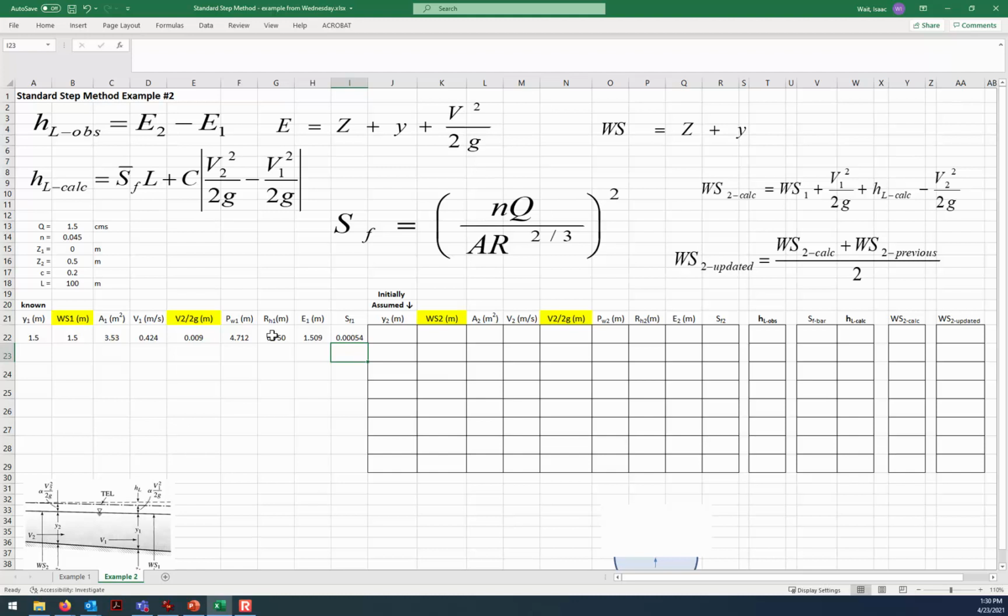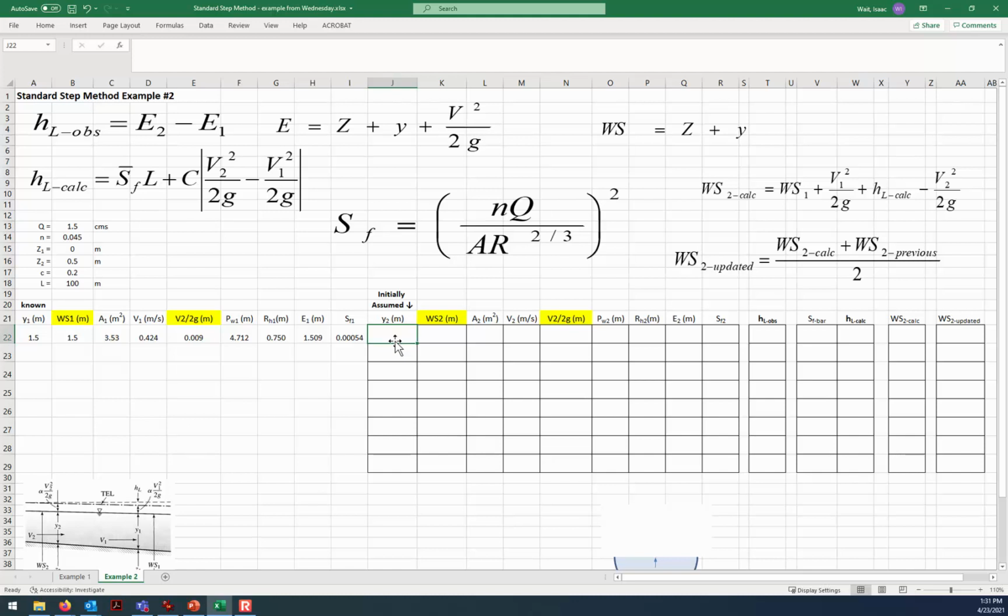Okay, now what should the depth be at location 2? Well, think of this as an M1 profile, right? What happens in an M1 profile? It's getting deeper in the direction of flow. So what that means is the depth at 1 is going to be more than the depth upstream at 2 in an M1 profile. So we shouldn't be any more than 1.5.